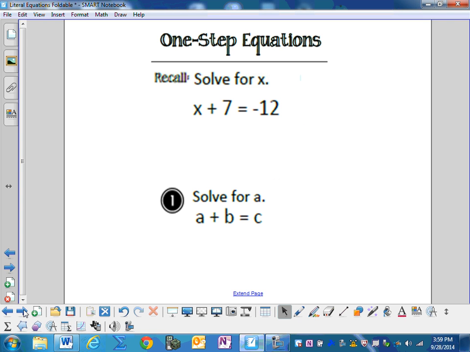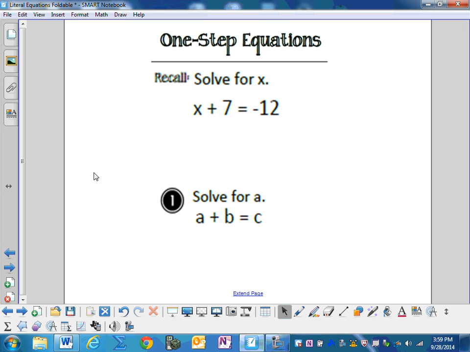So solving literal equations is similar to solving regular equations. We use the same procedure, it's just we're working with more than one variable. A lot of times we use this in formulas to isolate what we're solving for, so we can just plug numbers in and get the number we're looking for out.